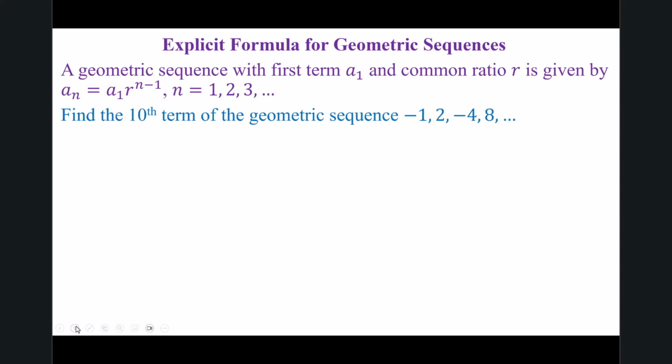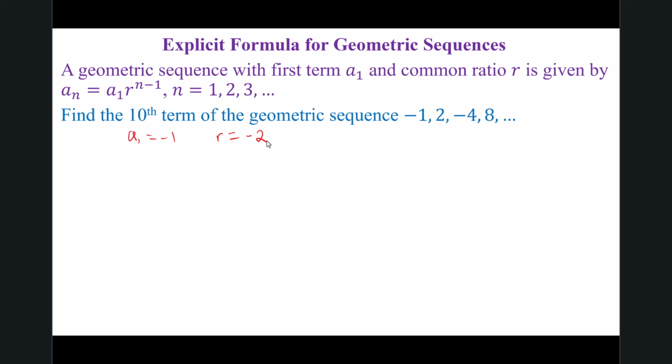So let's find the 10th term of this geometric sequence. We need to first find the first term, so a sub 1, which is -1, and then we need the common ratio. So to find the common ratio, 8 divided by -4 is -2. -4 divided by 2 is also -2. That's our common ratio. So one way to find the 10th term would be to keep multiplying by -2 until we get to the 10th term. Another way would be to find the explicit formula and then substitute 10 in for n. And I'm going to find the explicit formula so you can see how to do that. If we were actually trying to find the 48th term, the explicit formula would definitely be faster.